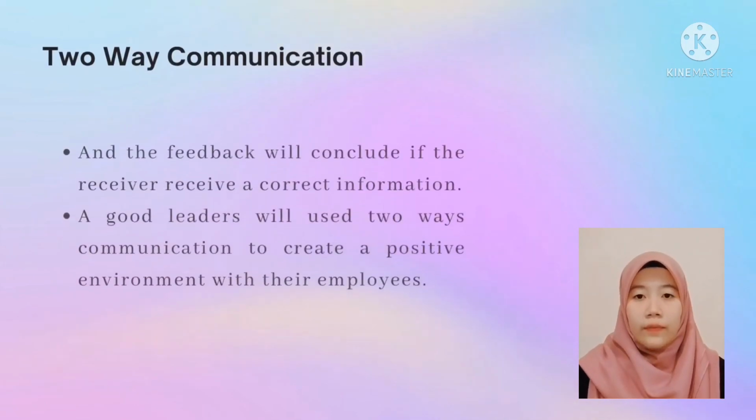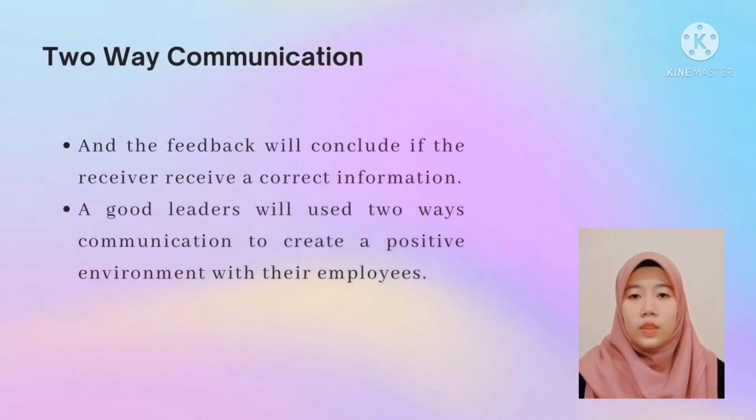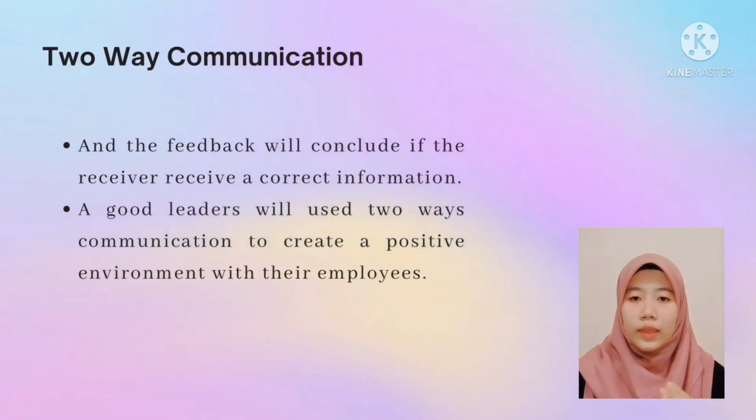The leader has to communicate the goals and vision of the company. They have to communicate in a way that the employee will understand what the leaders are expecting from them.